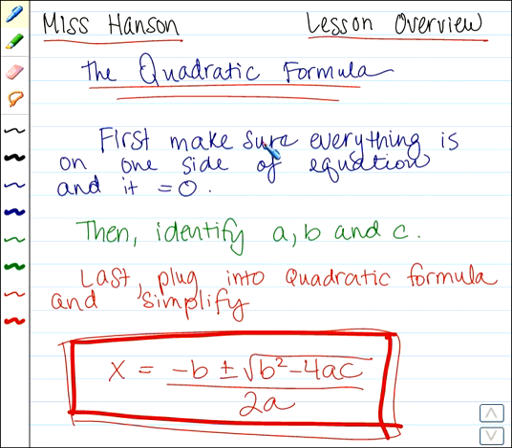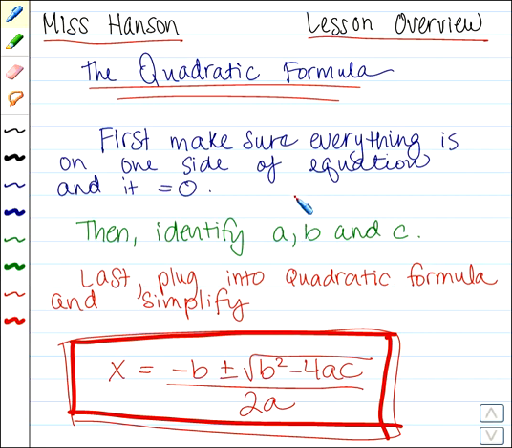When we're using the quadratic formula, we want to make sure everything is on one side of the equation and it equals 0. So you're going to set it up just like you did when we were factoring. You want everything on one side and the other side equals 0. Then we're going to identify our a, b, and c. And last, we're going to plug into the quadratic formula and simplify.